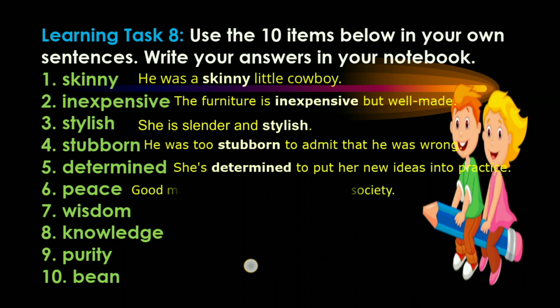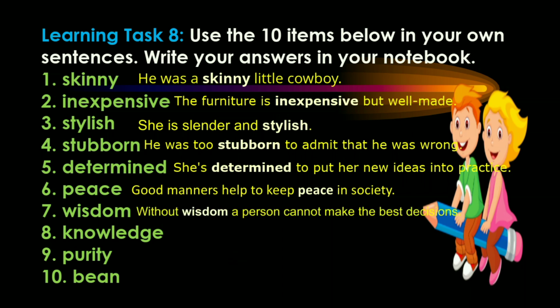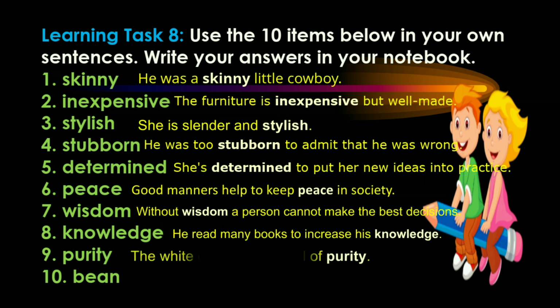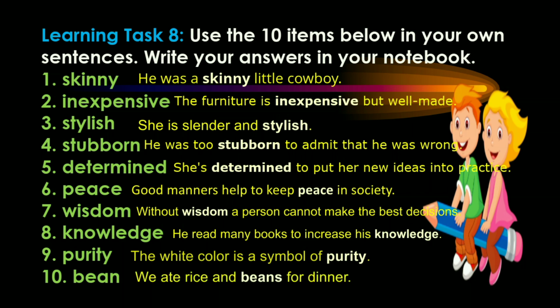What about peace? Good manners help to keep peace in society. Wisdom. Without wisdom, a person cannot make the best decisions. Knowledge. He read many books to increase his knowledge. Purity. The white color is a symbol of purity. And last, bean. We ate rice and beans for dinner.